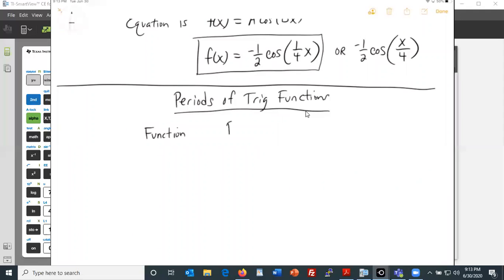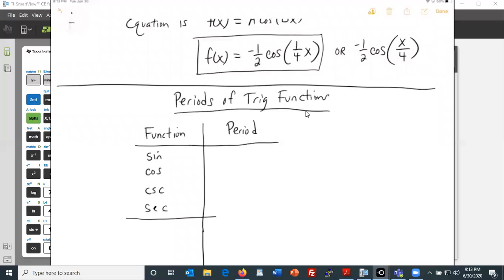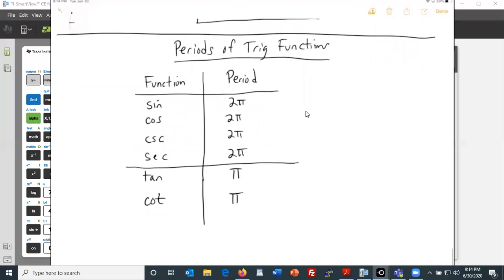Function and period. And this will be useful tomorrow in our lecture. So sine, cosine, cosecant, and secant all have period 2 pi. And you can see that in their graphs. And we just saw for tangent and cotangent, they have periods of pi. So they are different periods for tangent and cotangent.